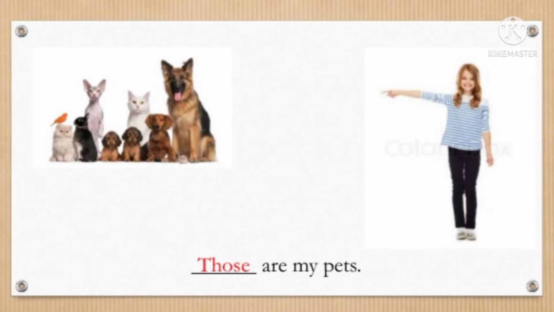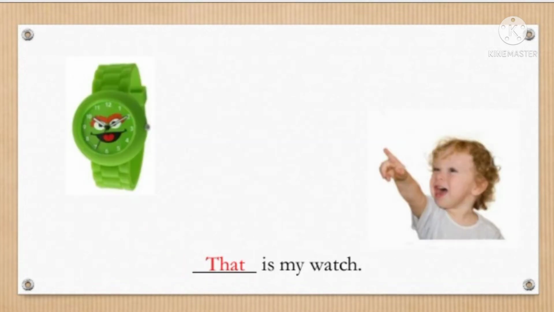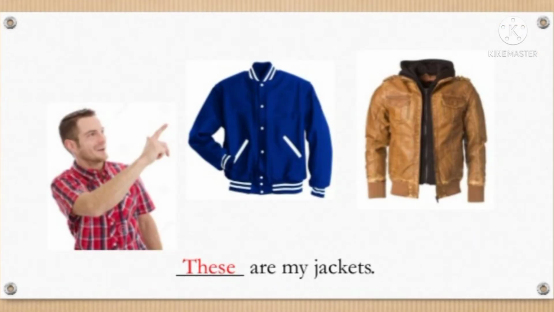There are some pet animals a little far from the girl, and she is pointing out to the pets and telling, those are my pets. Looking at the sunglasses, the boy is telling, these aren't my sunglasses. The watch which is a little far from the boy, he is telling, that is my watch. Pointing at the jackets which are near to the man, he is telling, these are my jackets.